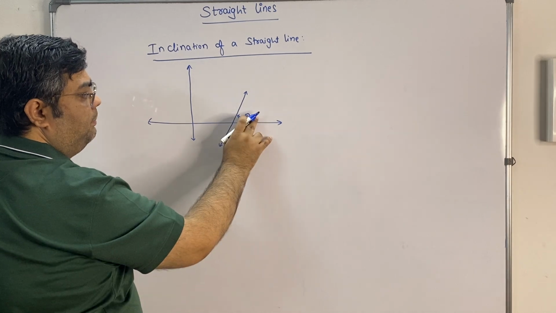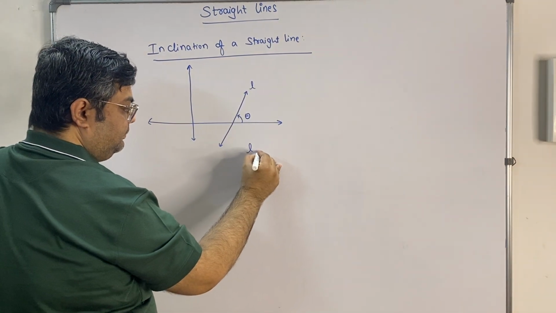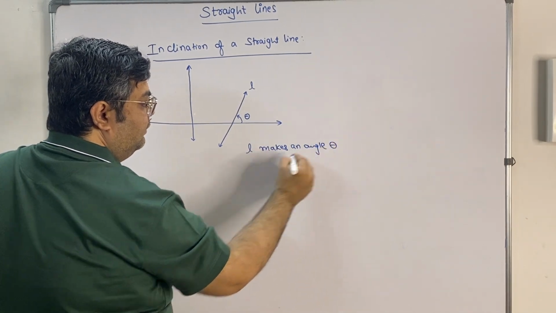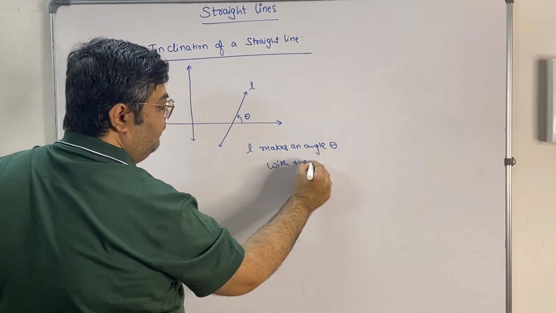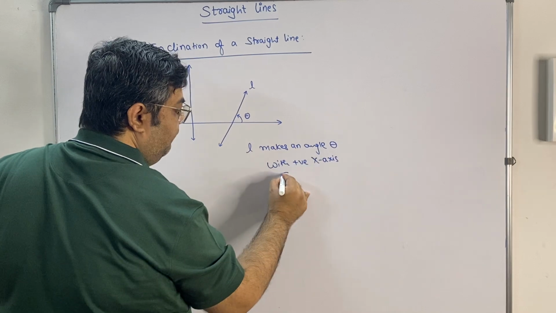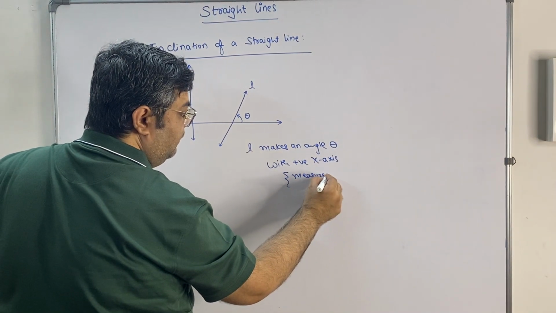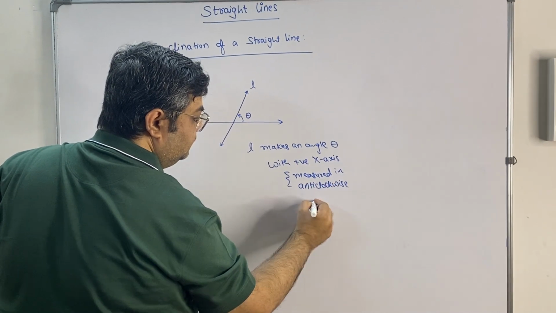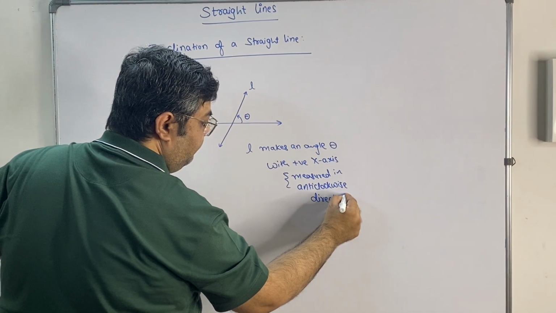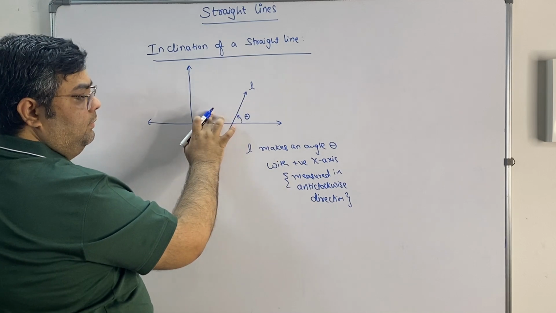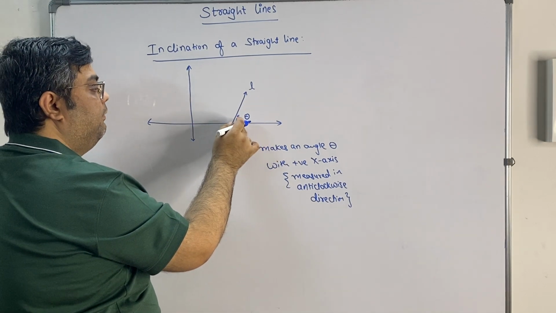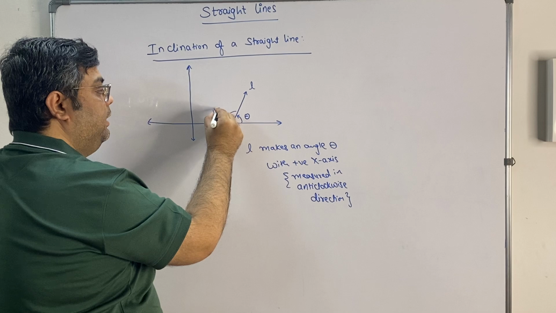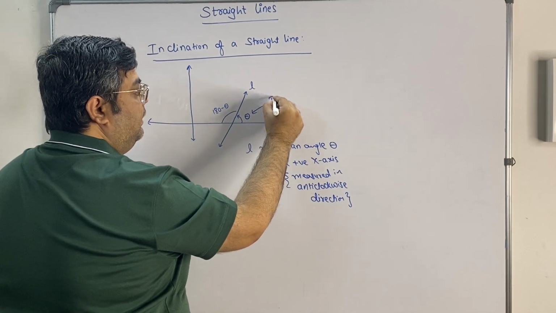So inclination here is theta, the line is L. Angle theta with the positive x-axis when measured in anti-clockwise direction. A line makes two angles, supplementary angles. The one which is measured in the anti-clockwise direction is the inclination. The other angle is 180 minus theta, but we call theta the inclination.